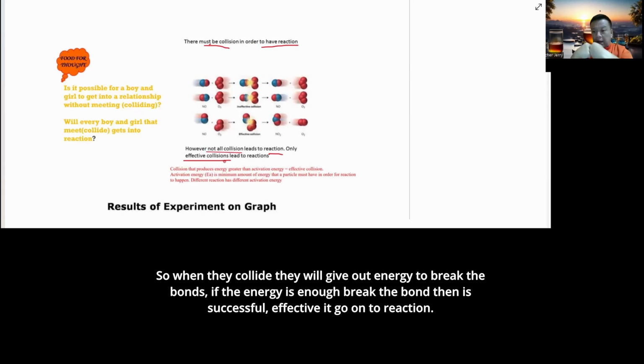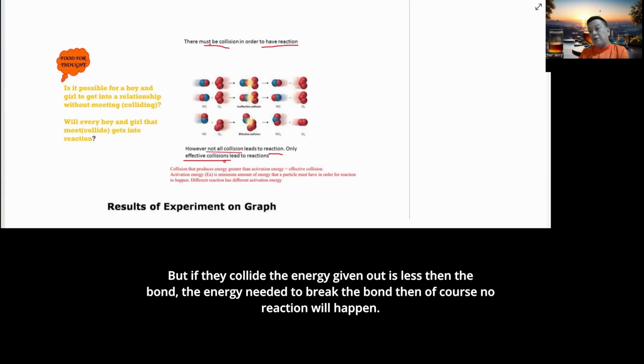So when they collide, they will give out energy to break the bond. If the energy is enough to break the bond, then it's successful, effective. It will go on to reaction. But if they collide, the energy given out is less than the bond energy needed to break the bond, then of course no reaction will happen.